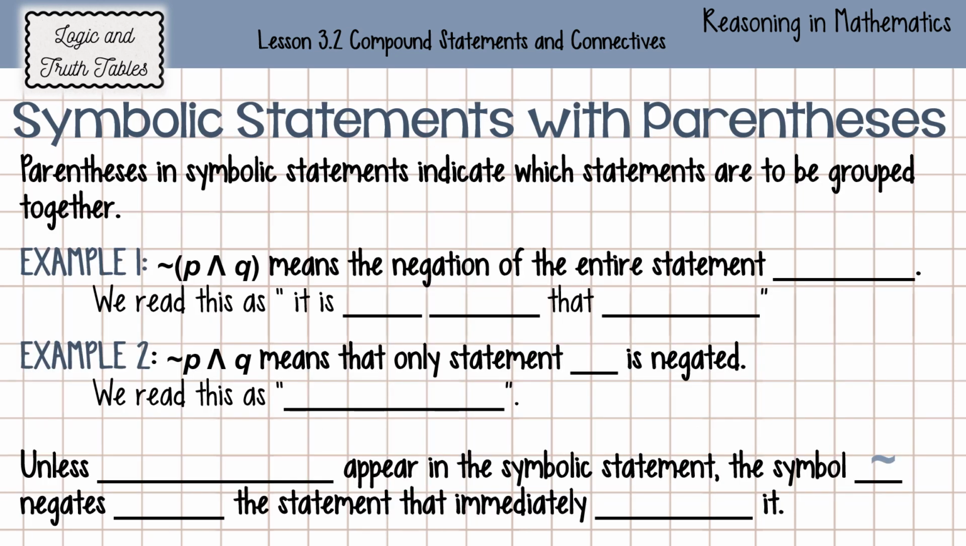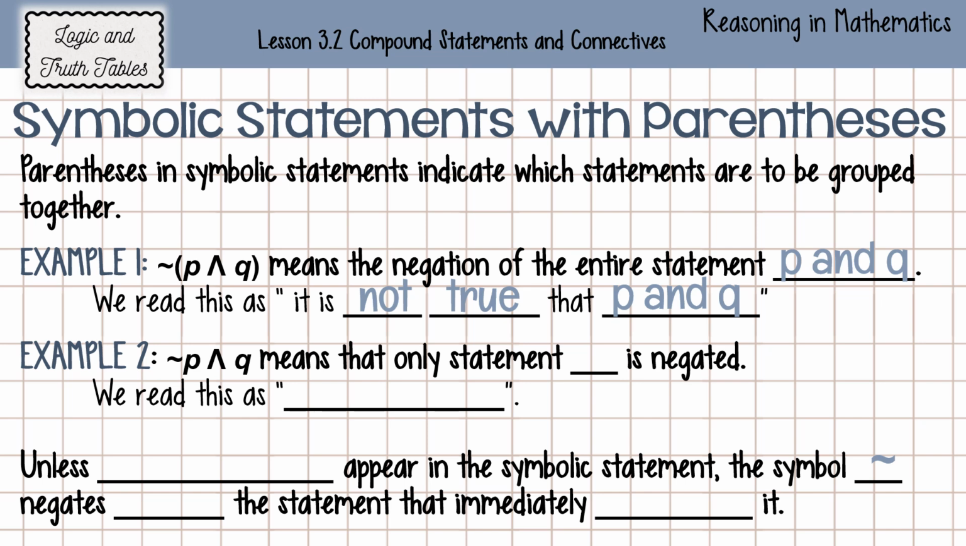Symbolic statements with parentheses. Parentheses in symbolic statements indicate which statements are to be grouped together. Example 1, we have our negation, but we're negating P and Q. So we're negating the whole thing. It means the negation of the entire statement, P and Q. We read this as "it is not true that P and Q." And that's where that "not true" phrase is going to come in with our parentheses.